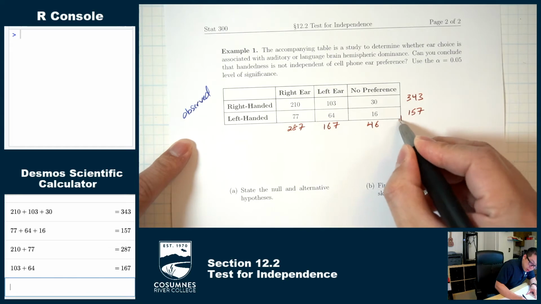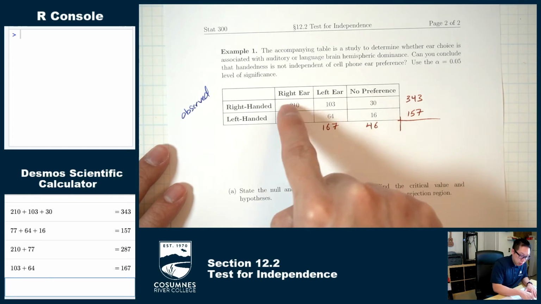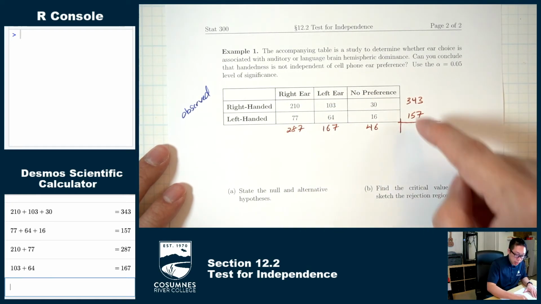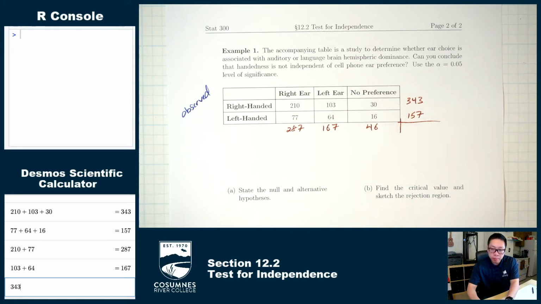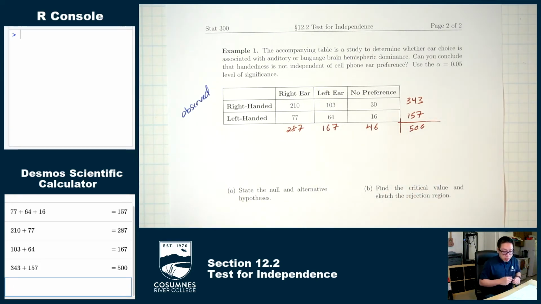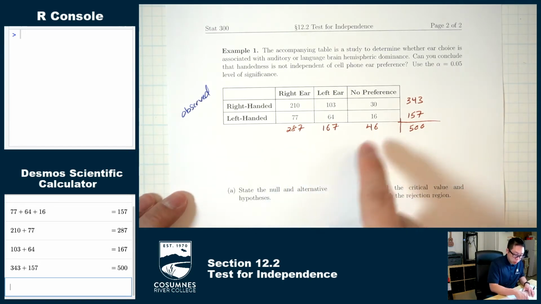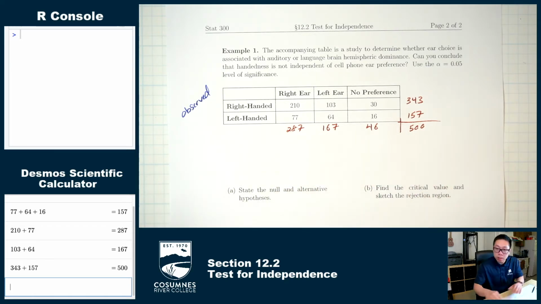And then I need my total. Total means add up everybody in the sample, which is the original numbers. Or you can also get it by adding just the row totals. So 343 plus 157 is 500. You can also get the grand total by adding the column totals, so that's just to check my answer. Let's add up the column totals: 287, 167, 46. Also 500. So we're good.